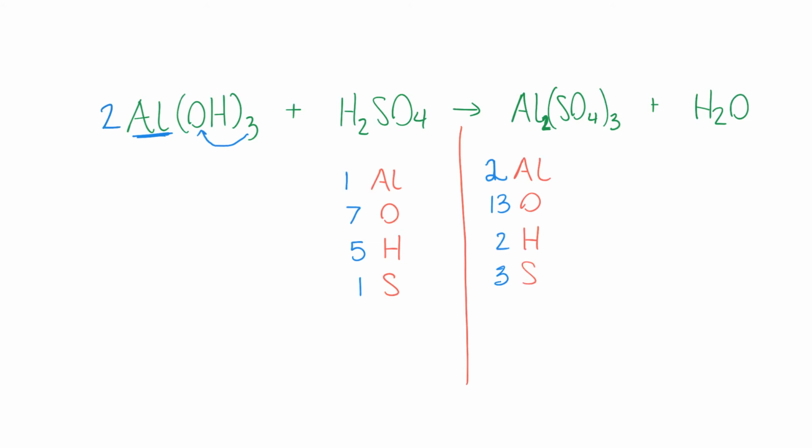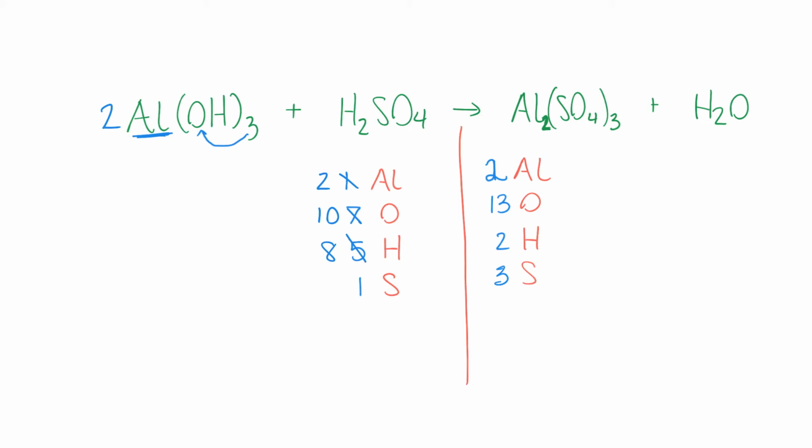If I double this aluminum hydroxide, that gives me my 2 aluminum, and that's going to double everything else in this compound. So I had 3 oxygen here, but I double that for a total of 6. But don't forget, you still have 4 here. So that means we've got 10 oxygen on this side. And then what else does that do? That makes your hydrogen, so 3 hydrogen doubled is 6, plus 2 is 8 hydrogen.